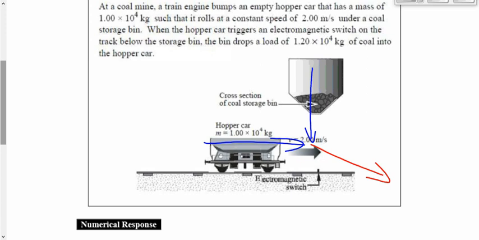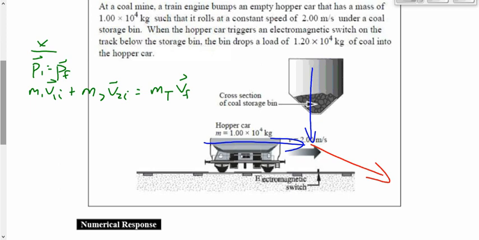Okay, let's look at our x and y components here. We're going to say p_i is equal to p_f, as we always do. m1 v1i plus, two objects here, two terms, m2 v2i equals, now the coal becomes part of the hopper car, so the mass will be combined, we'll just call it m_t, times v_f. Is that good?